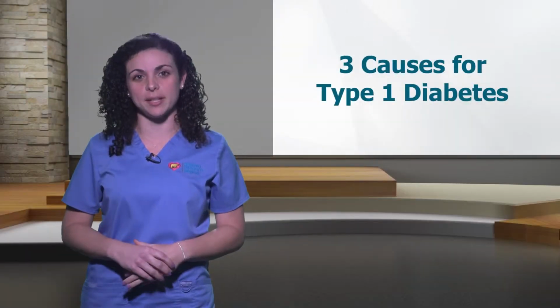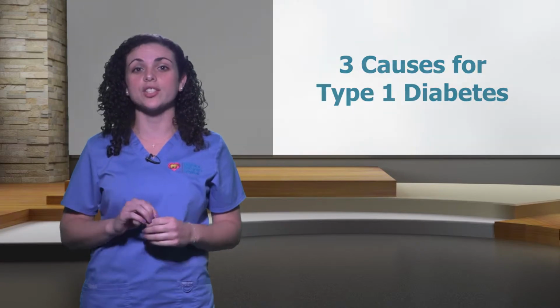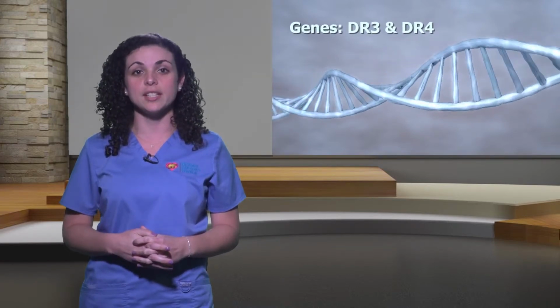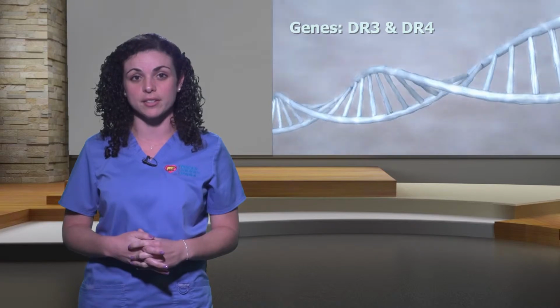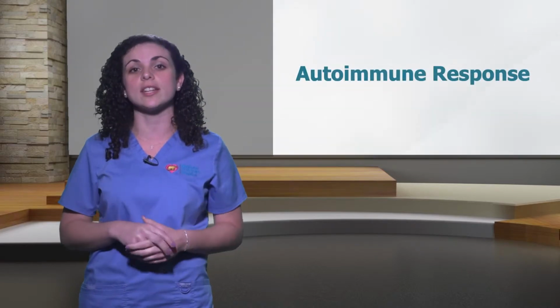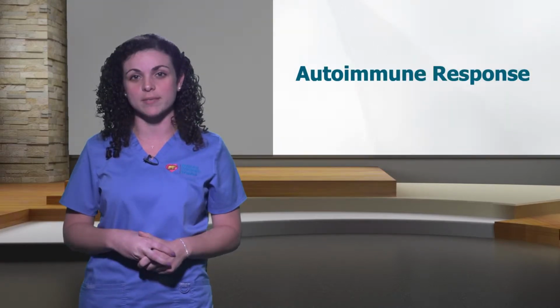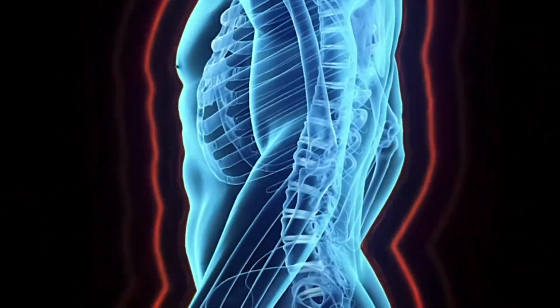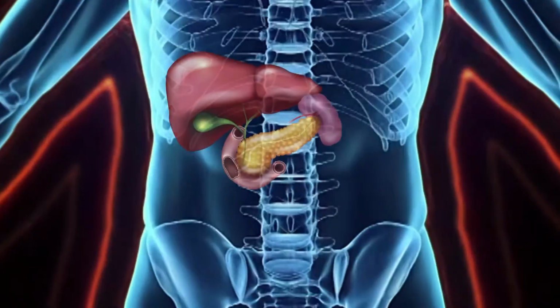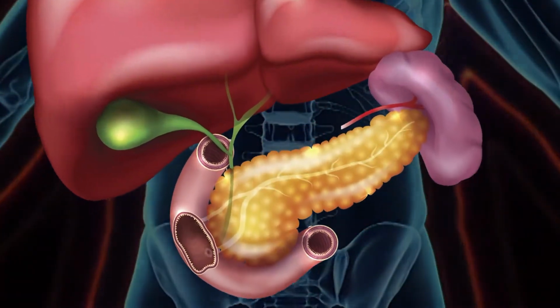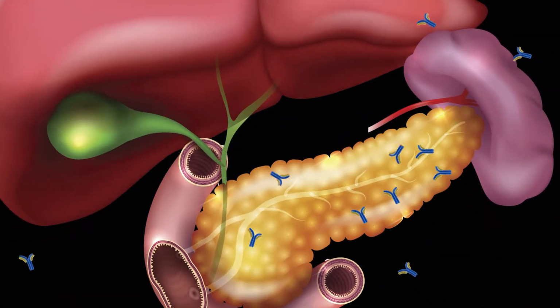It is believed that 3 things cause type 1 diabetes. The first one is genetics. Over 50% of diagnosed kids have inherited the gene combination DR3, DR4 from their parents. The second cause is the autoimmune response. The body's autoimmune system begins to attack its own parts because it thinks they don't belong inside the body.